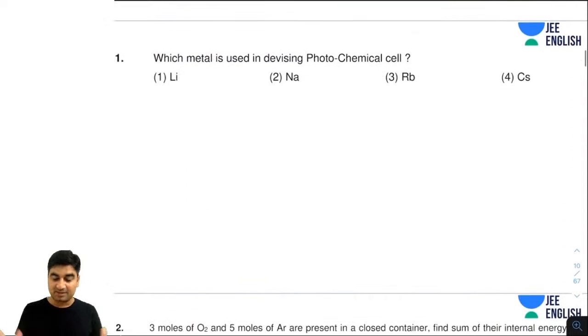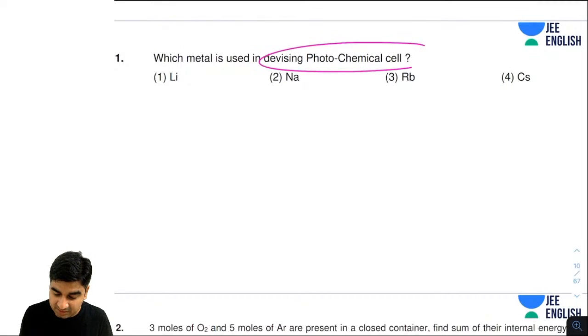So guys, let's see. This is the paper, yesterday's paper of shift 1. It is memory based, so we will not solve the problem till the answer, but I will tell you what JEE is asking. So guys, which metal is used in devising a photochemical cell? So guys, these are all the metals.